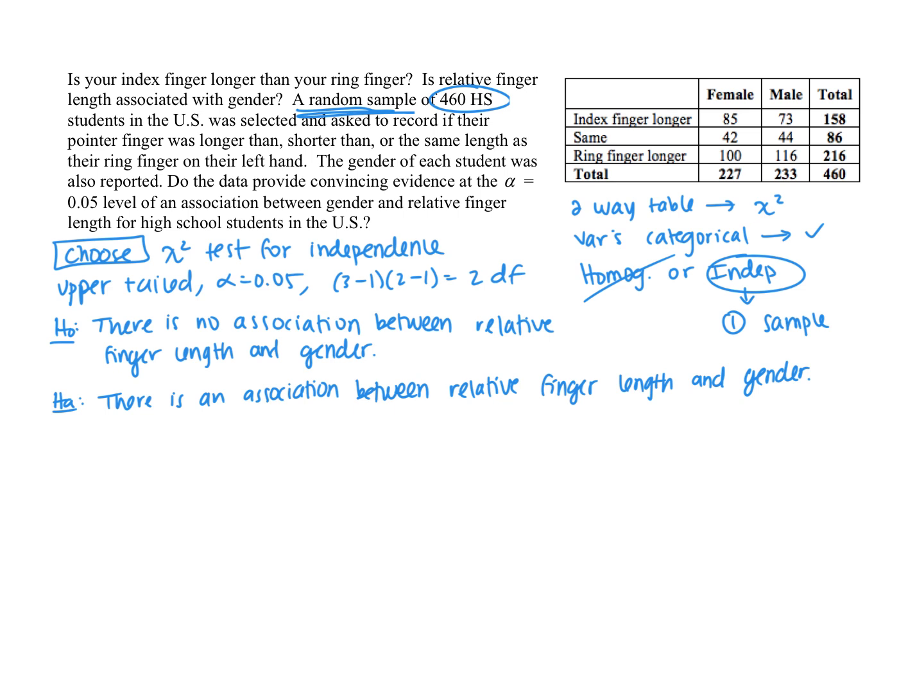These could be worded differently. So instead of no association, you might see that the variables are independent. So it could be worded, relative finger length and gender are independent. It's the same thing as no association. Instead of association, you could see dependent. I don't care which one you use, you just need to recognize that they're the same.